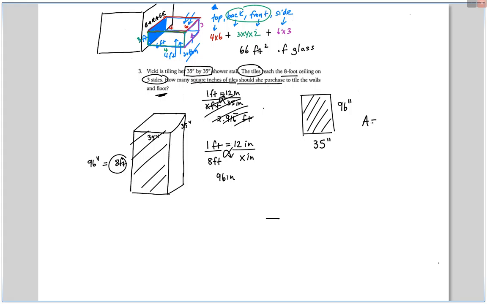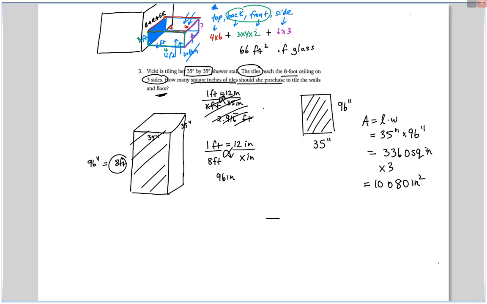So let's get that area, length times width, 35 inches times 96 inches. I got 3,360 square inches. And we're going to times that by 3 because there's 3 sides. So that's 10,080 square inch. Plus the floor.